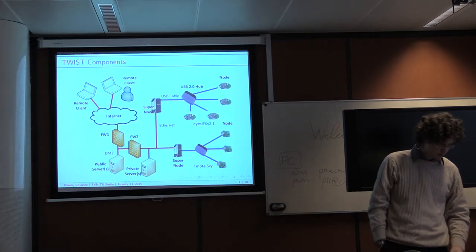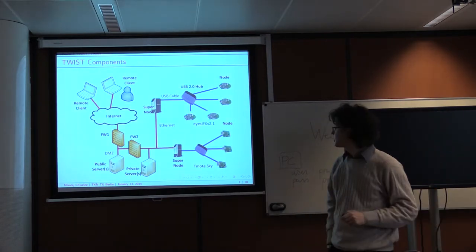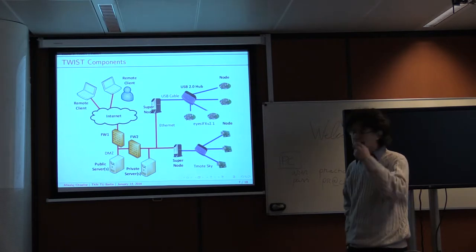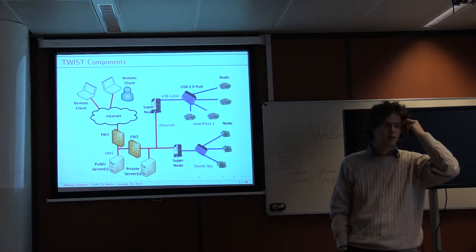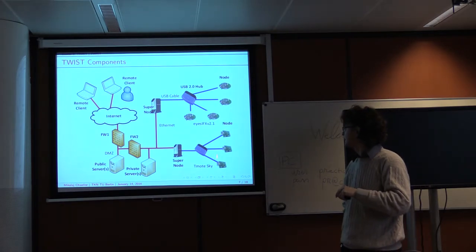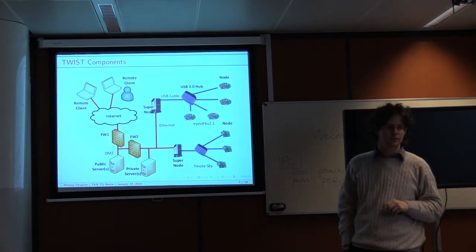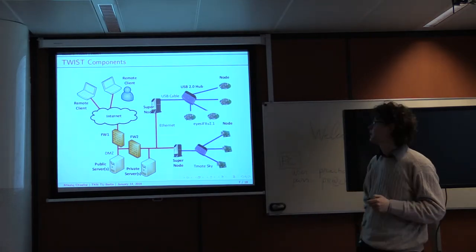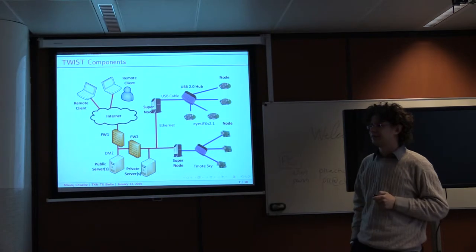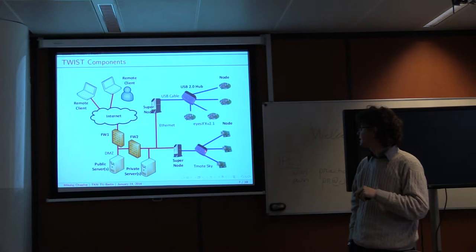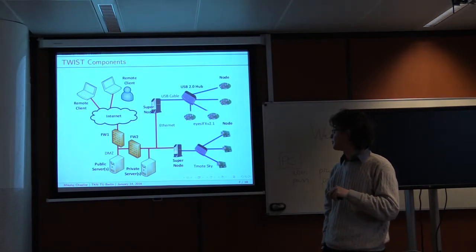So that's a different view of the architecture. We currently support two types of nodes. One is IRIS-FX, which works in the sub-gigahertz ISM band, and TMote Sky, which is probably the best known platform for sensor networks. Here it's also used, and as said, they are connected by USB hubs to the supernode.